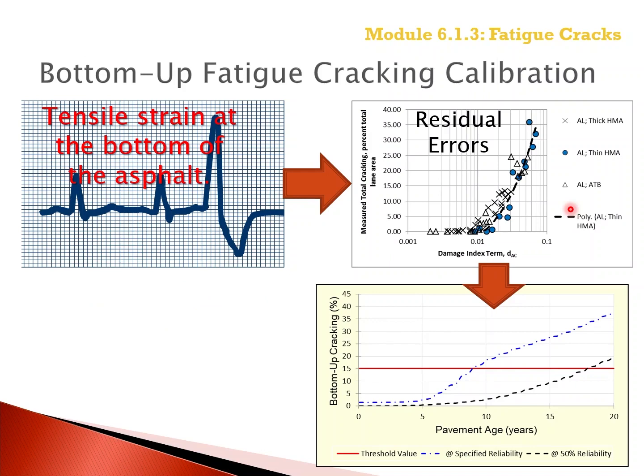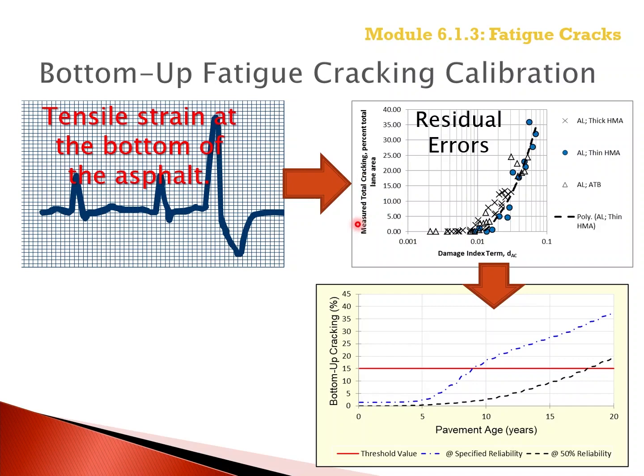Remember from Module 3 on reliability, the residual errors between the predicted and measured distresses, bottom-up fatigue cracks, are used to determine the standard deviation of the residuals to determine the reliability for bottom-up fatigue cracks, which is included or displayed on the slide. So we start with tensile strain at the bottom of the asphalt layer. That response variable, through the damage index, is converted to the measured total bottom-up fatigue cracking.